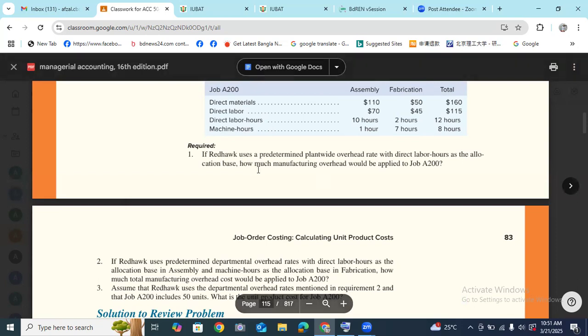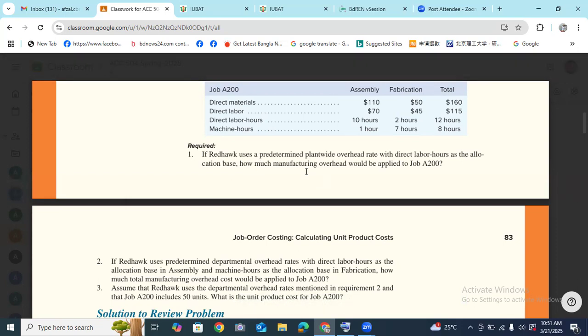So if Red Hawk uses predetermined plant-wide overhead rate with direct labor hours as the allocation base, how much manufacturing overhead cost will be applied for job A200? Okay, that means we already discussed the theoretical part, how to determine predetermined plant-wide overhead rate. Now we are discussing how to determine plant-wide overhead rate from a real problem, by example. Okay, first of all, we will solve number 1.